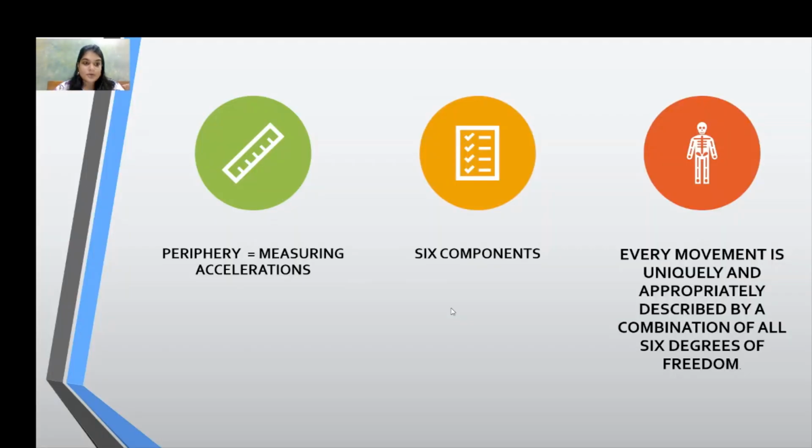Coming to anatomical orientation, the periphery mainly deals with measurement of accelerations, that is, measurement of movements. Any molecule starting from a triatomic molecule has 6 degrees of freedom of movement.